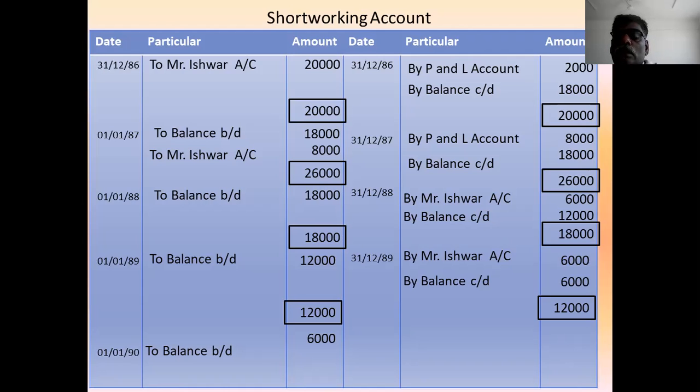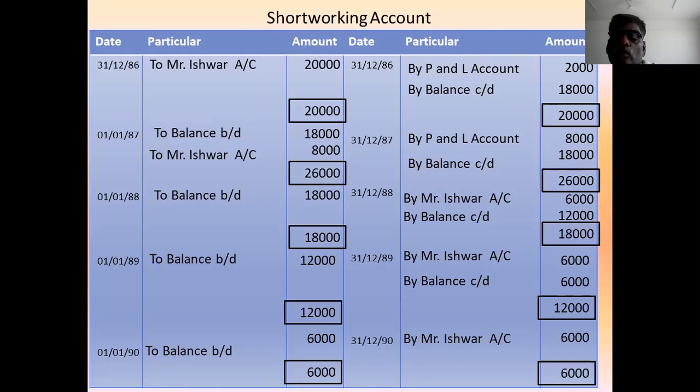Then in the last year there is an amount in the SWR, therefore by Mr. Ishwar account 6,000. Close the account. Total is 6,000 on both sides, so there is no balance. Okay, this is the problem. This is the important problem regarding the limit to recovery of short working. Therefore, go through this problem once again at home.